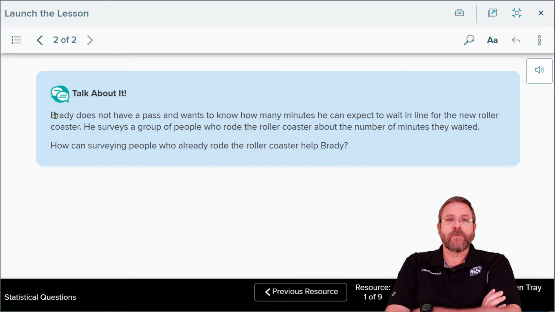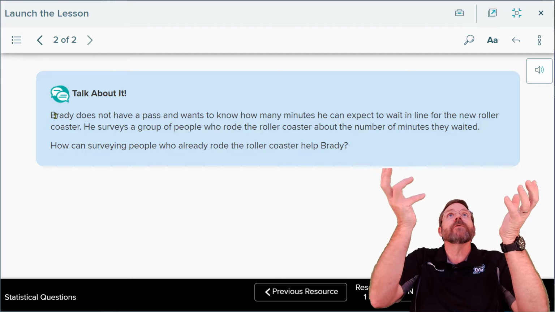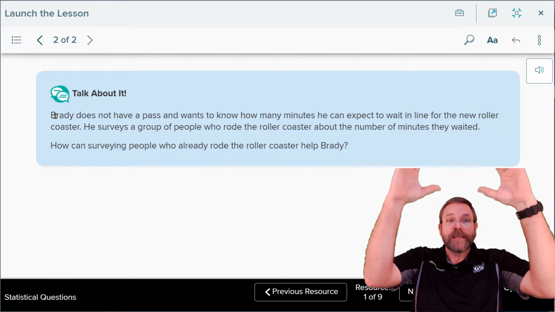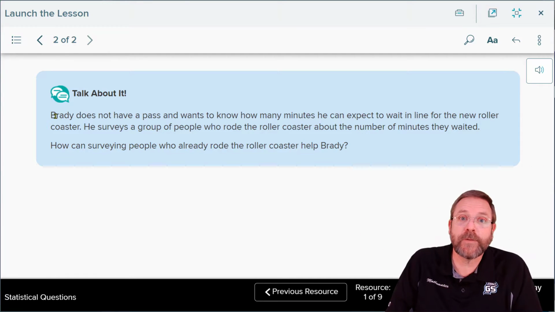Now, if Brady went to a really good quality theme park, he would have just known he could look right up over the people, and there's a little light up sign there that says how many minutes he can expect to wait from various points while he's standing in line. But you know, Brady, I guess, just isn't that observant.